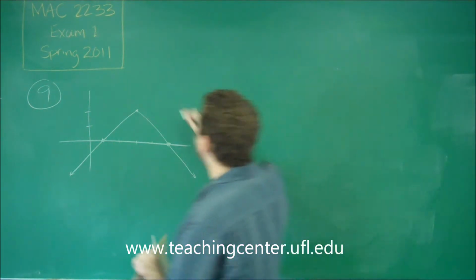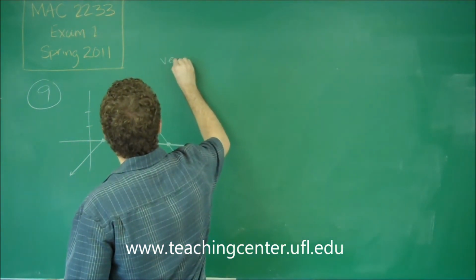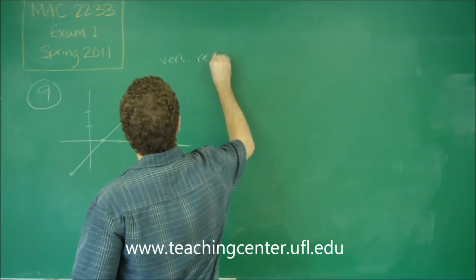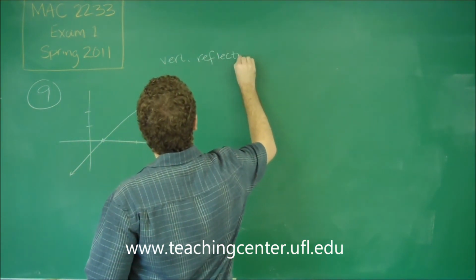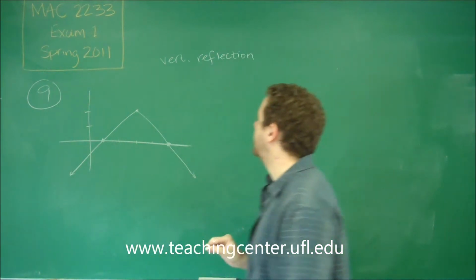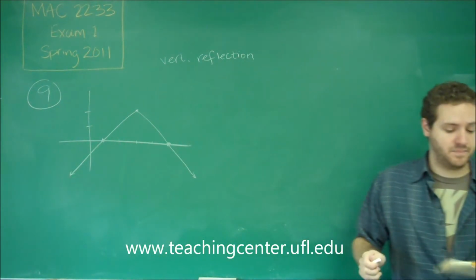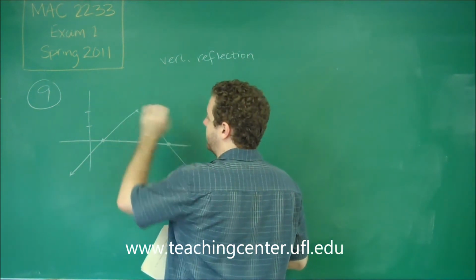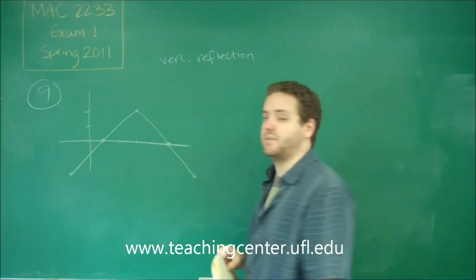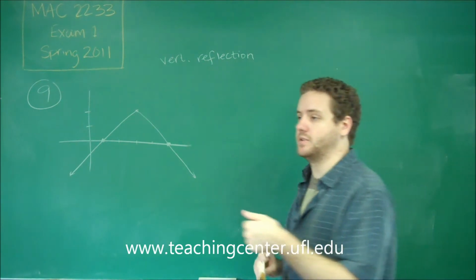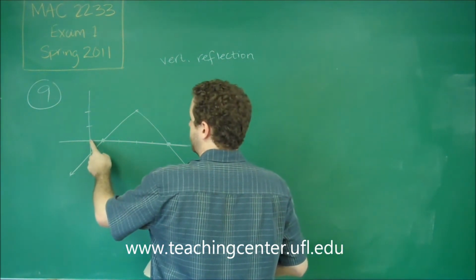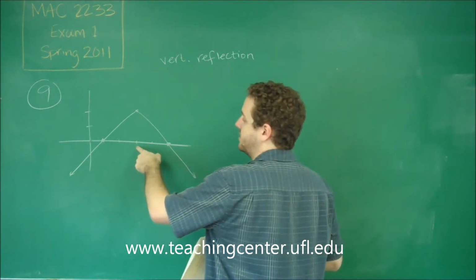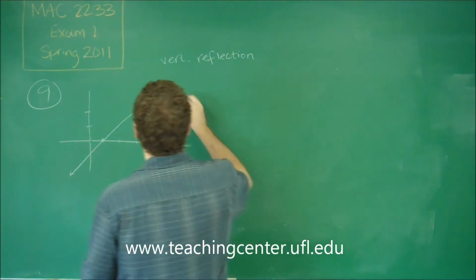So we have a vertical reflection because our graph is upside down. What else do we have? Remember that the point of the graph is normally at the origin, and even if you flip it upside down, it would still be at the origin. What else do we have? We're shifted 1, 2, 3 to the right, and we're shifted 2 up.